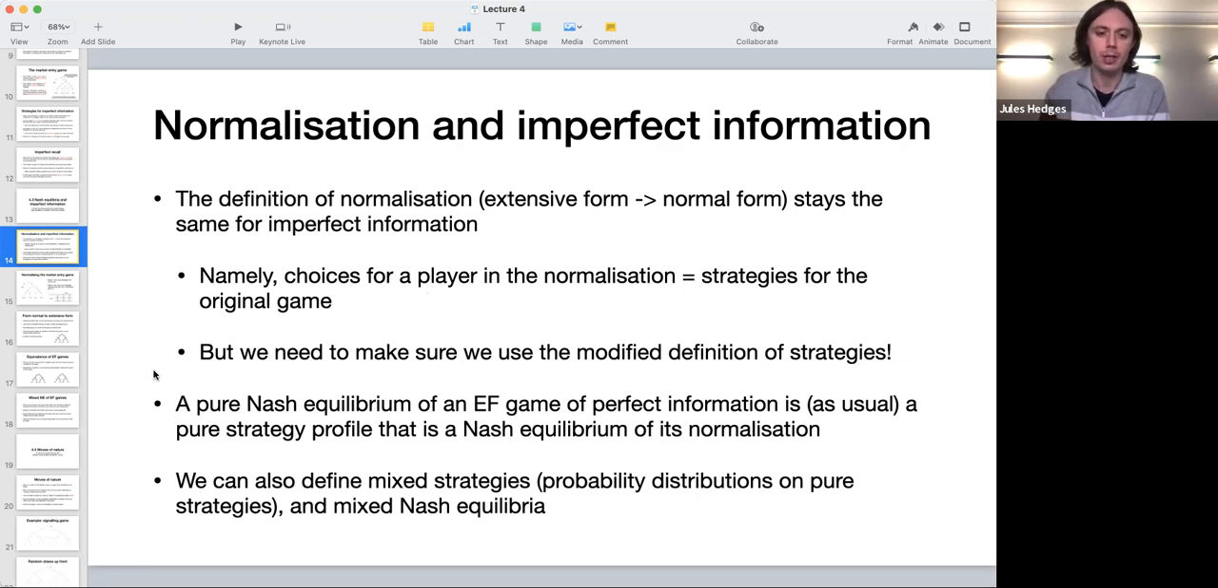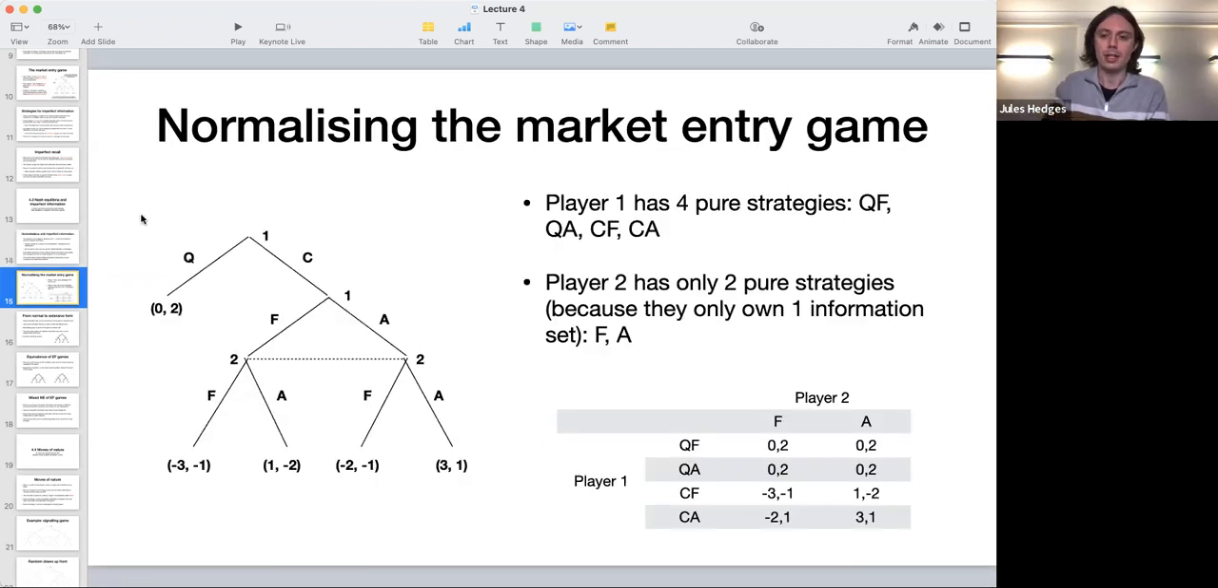So we're going to define a pure Nash equilibrium to be a pure strategy Nash equilibrium of the normal form. And we can also define mixed strategy Nash equilibria the same way, and everything checks out because, again, it's a condition on tuples of pure strategies for each player. So everything works out. So let's work out an example.